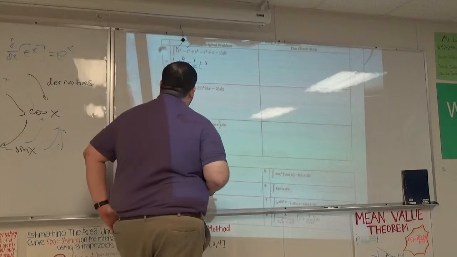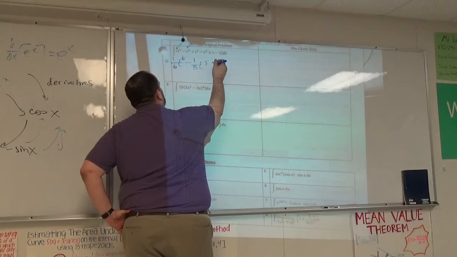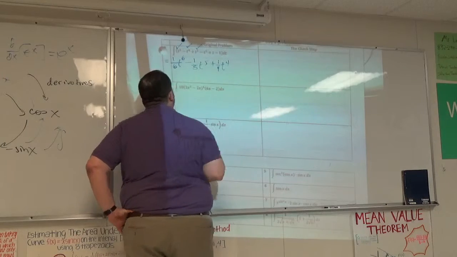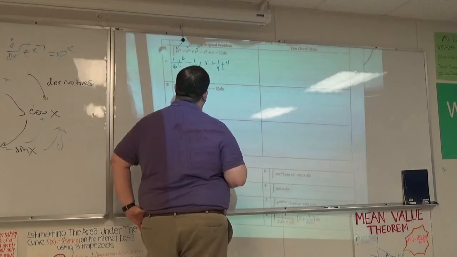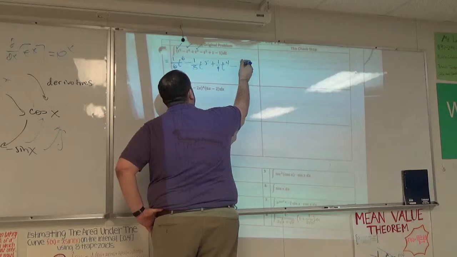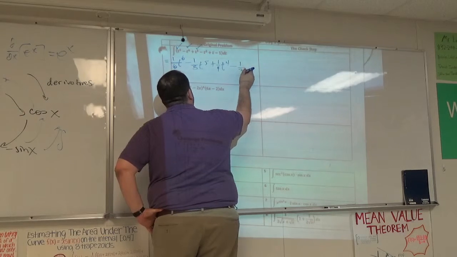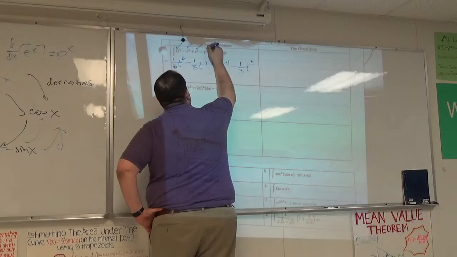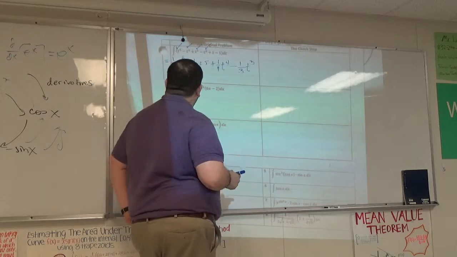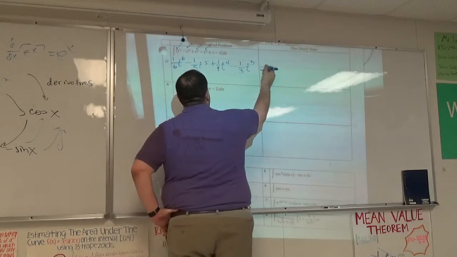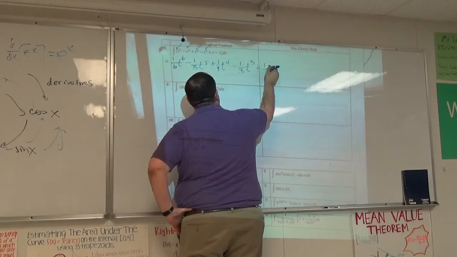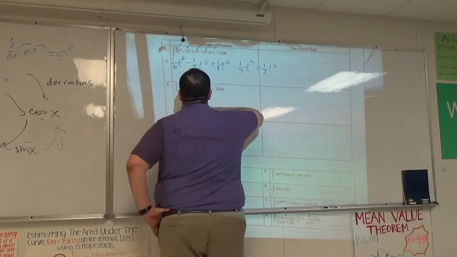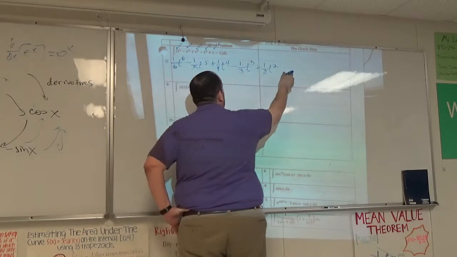Lucia, what's the antiderivative of t cubed? 1/4 t to the 4th power. Victoria, what's the antiderivative of negative t squared? Minus 1 over 3 t to the power 3. Nathan, what's the antiderivative of t? 1/2 t squared. Roger, what's the antiderivative of negative 1?